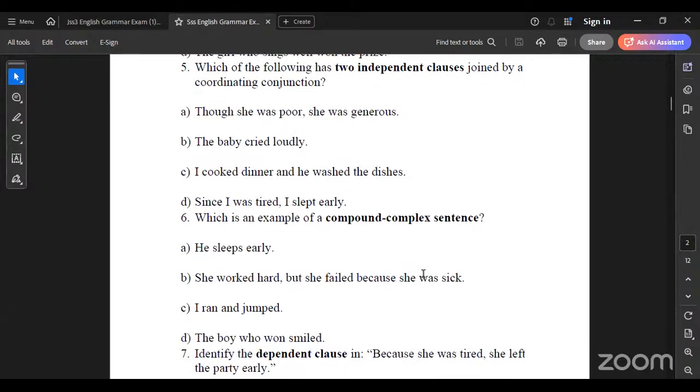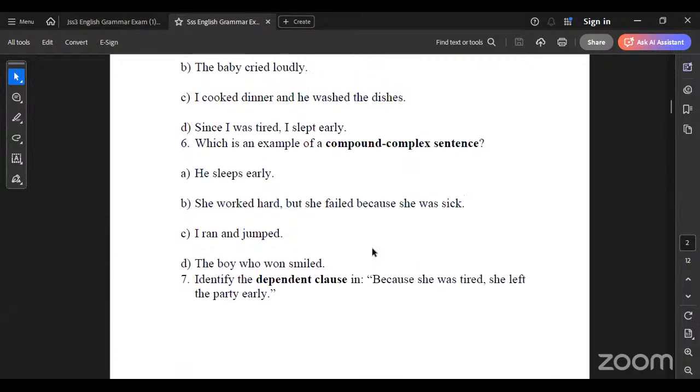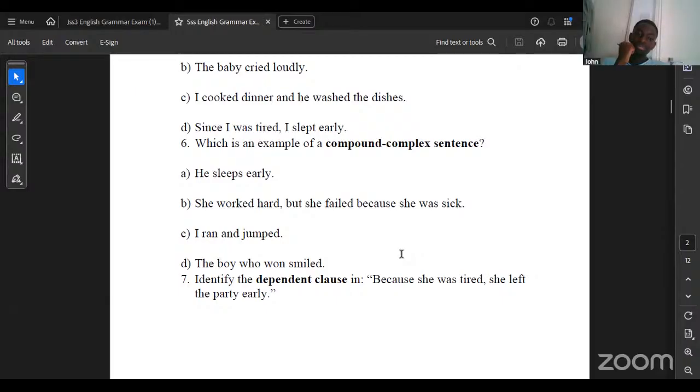"He washed the dishes" can stand on its own. So we've not looked at compound complex, but I needed to chip it in here just to see if you would even have an idea what it is. So let's try. "I ran and jumped." How can that be compound complex? That's just a compound sentence. I ran and I jumped.